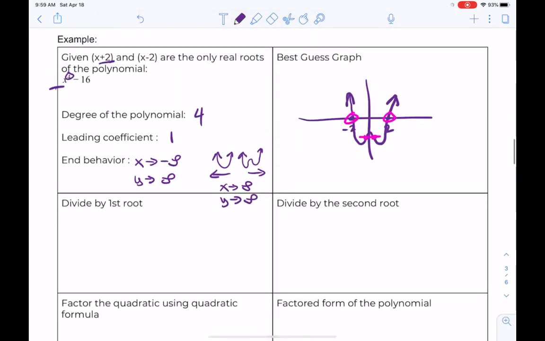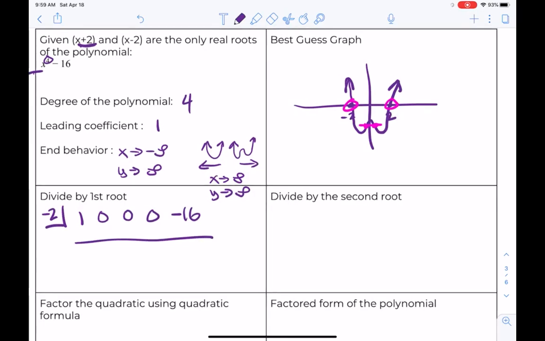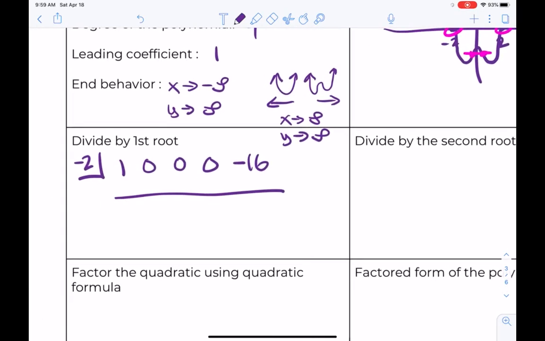First, we're going to divide by x equals -2. Okay, and then we're going to use synthetic division here. We're going to take our 1 from in front of x to the 4th. Then I need a 0 for x to the 3rd, a 0 for x squared, a 0 for x, and then I finally get to my -16. Again, we should get 0 as a remainder here because I know this is an actual root. So if you don't get a 0, something went wrong.